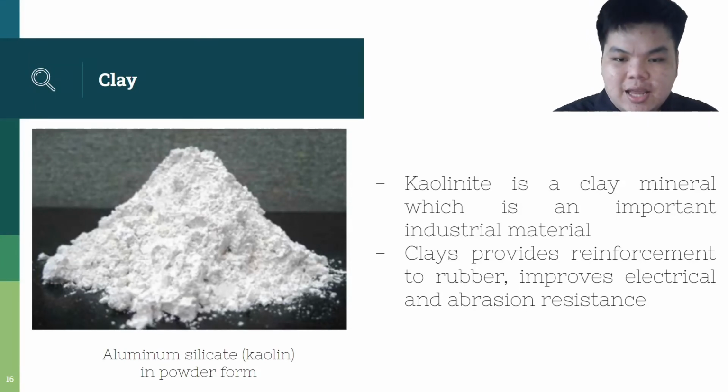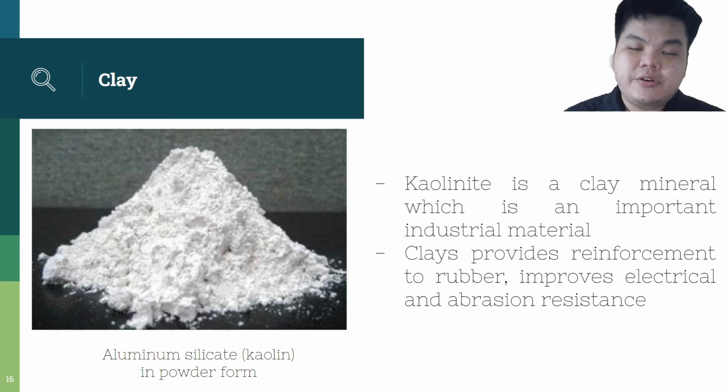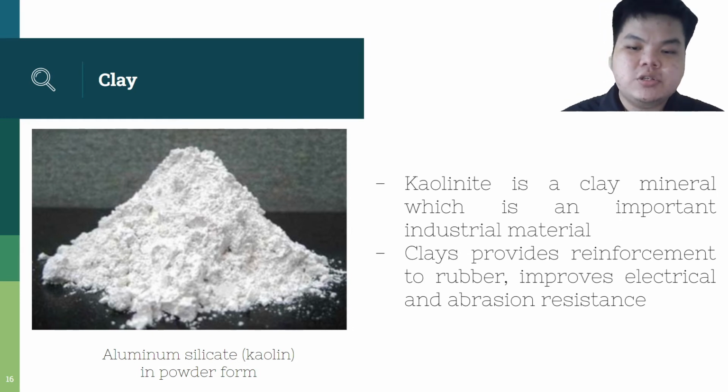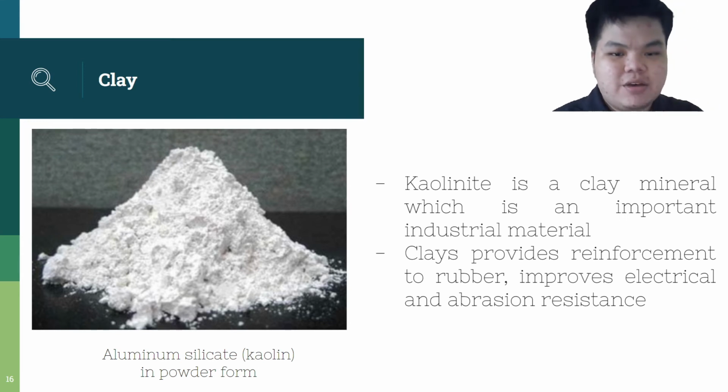Kaolinite is a clay mineral which is an important industrial material. It is used as a reinforcing additive in rubber production. Adding clays to rubber provides semi-reinforcement which increases the modulus and tensile strength. It also improves electrical resistance of the rubber compound and lessens its abrasion.